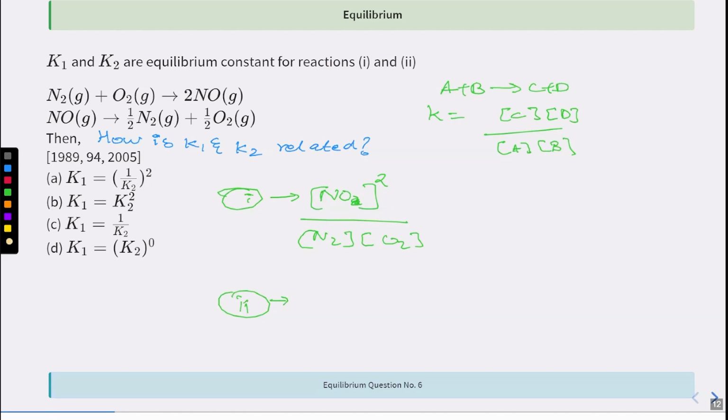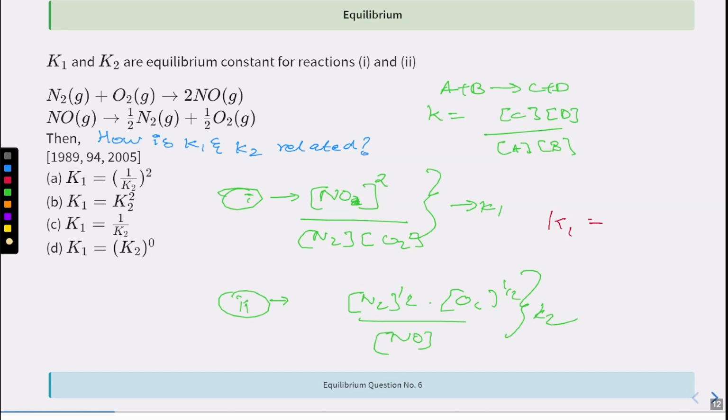For equation 2, what do we have? We have N2 to the power half times O2 to the power half divided by NO to the power half. So let's say that this is K1 and this is K2. Now what happens? You have K1, you have K2. So we can just say that K1 is actually, firstly, you can see they are reciprocated.